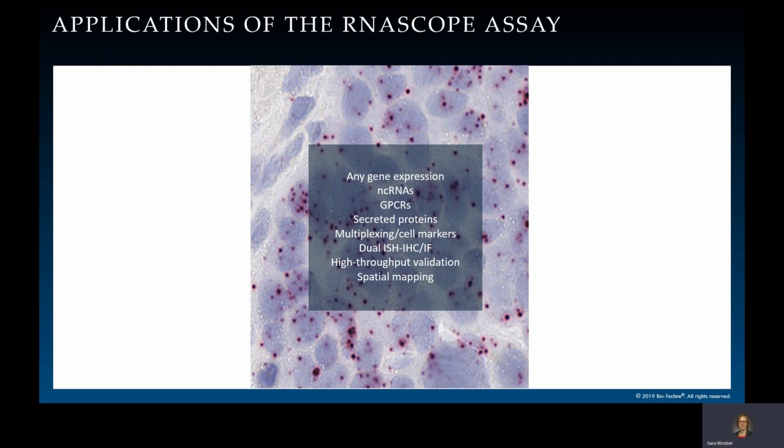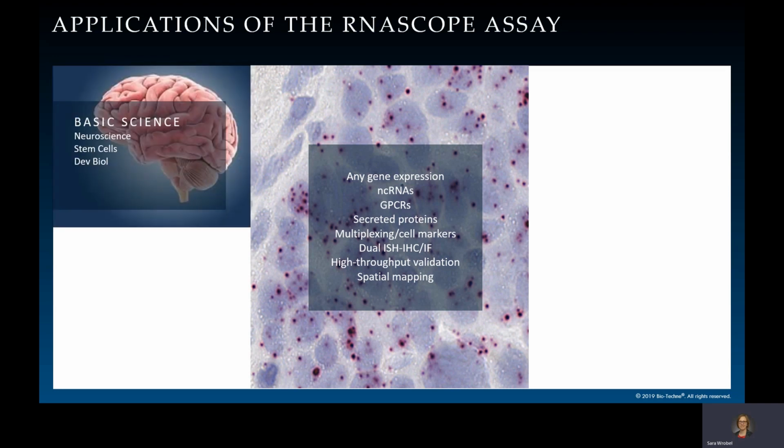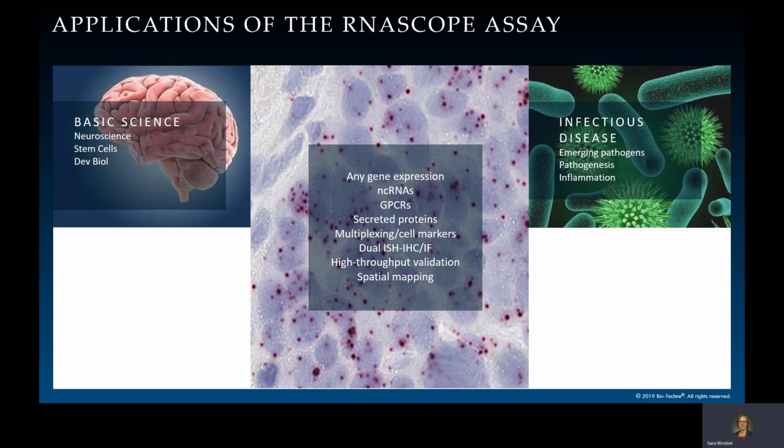They also benefit from the ability to multiplex and get that high level of resolution and sensitivity with understanding the expression of their cell markers, as well as having the capability of doing IHC as well as RNAscope at the same time, and the additional information you can gain through the spatial mapping of single cell data. This has been adopted widely in areas which deal with complex tissues in the basic science sphere, looking at neuroscience, stem cells, and developmental biology.